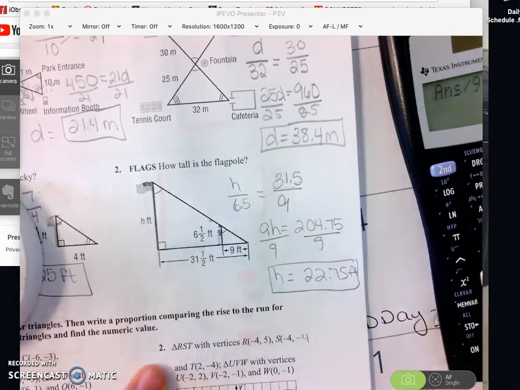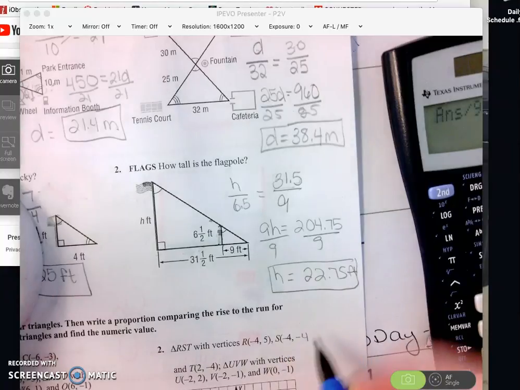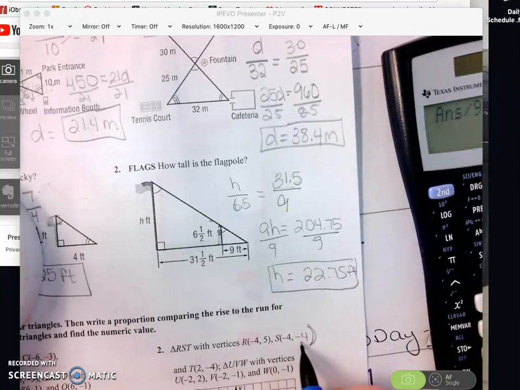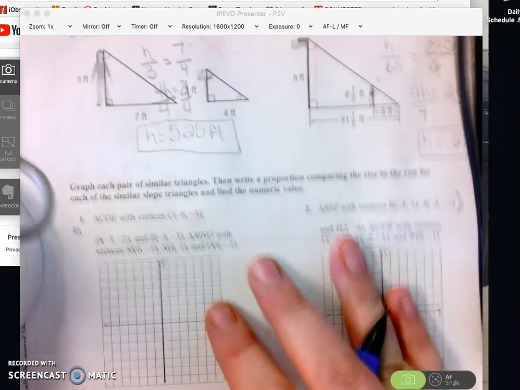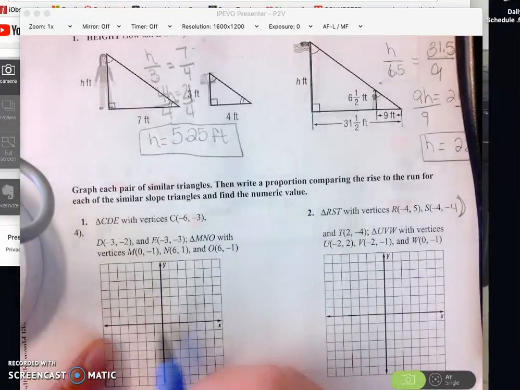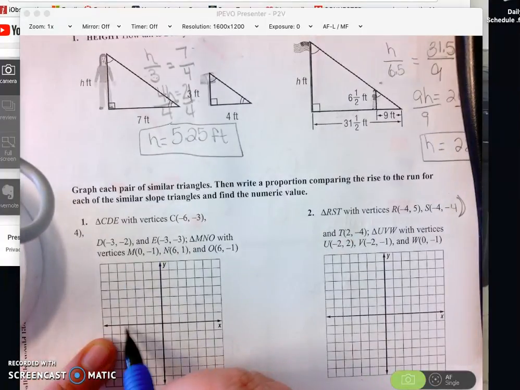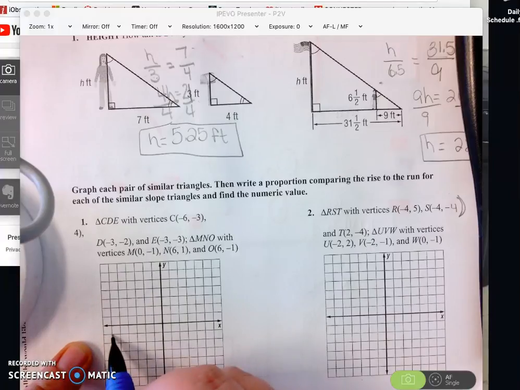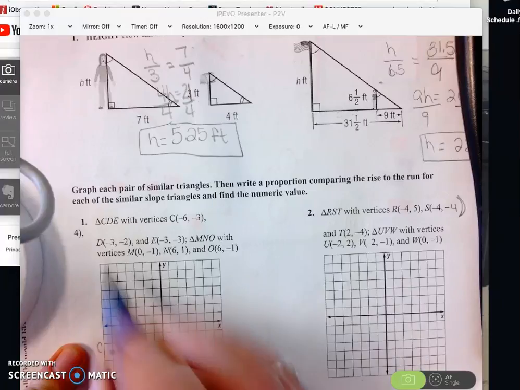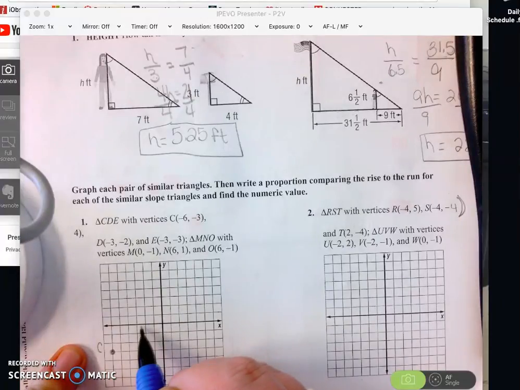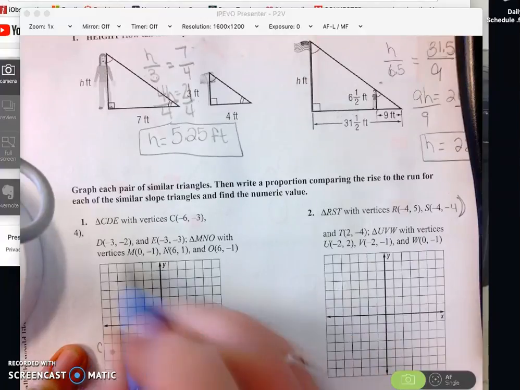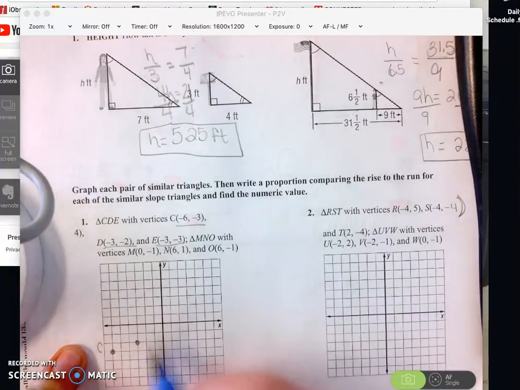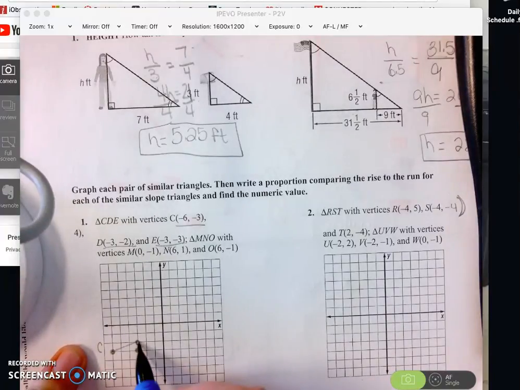Okay, real quick, number 2 down here, it's missing a -4. This S is also supposed to be -4. Okay, so first with the vertices, -6, 1, 2, 3, 4, 5, 6. -3, 1, 2, 3. So there's C. D is -3, 1, 2, 3. -2, 1, 2. And -3, -3. So here's our first one.